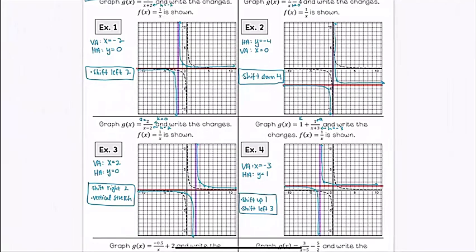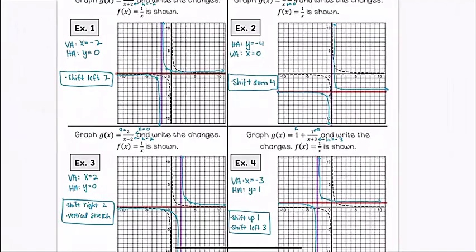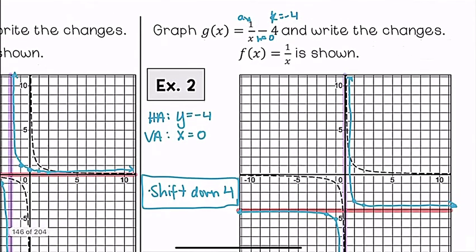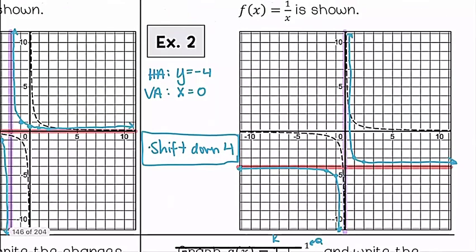Okay, here are the 2 that we just did. So we did 2 and 4 just a second ago. Here is number 2. The new graph was 1 over x minus 4. Our a was still 1. Our h was still 0 because there wasn't a number down there. And then our k was minus 4, or negative 4. So you can see our graph moved down 4 spots. So the transformation was just shifting down 4.